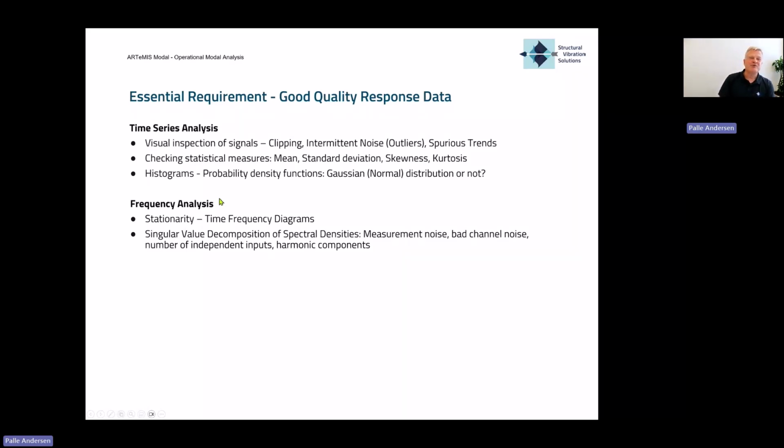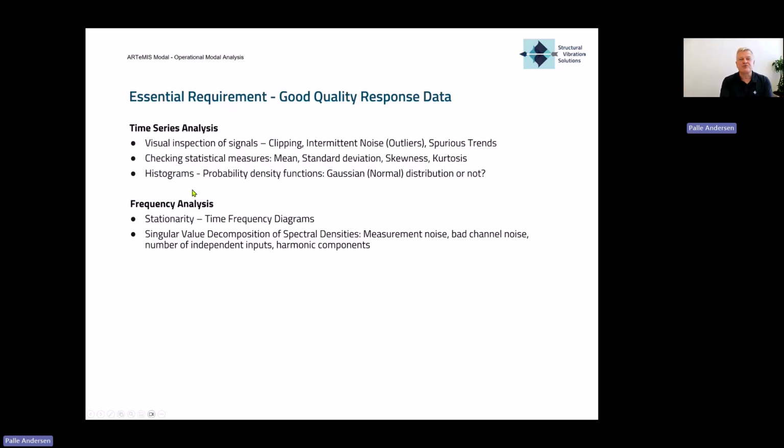So we will try to look at what we can get out from looking at the time series itself. There is, of course, some visual inspection we have to do to check different things. We can also look at some statistical measures that can tell us something about the quality of this data. And then there are histograms that I would like to introduce today, where you can gain a lot of information by looking at those.